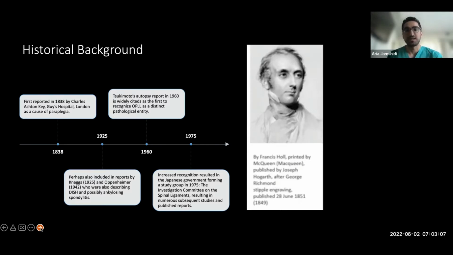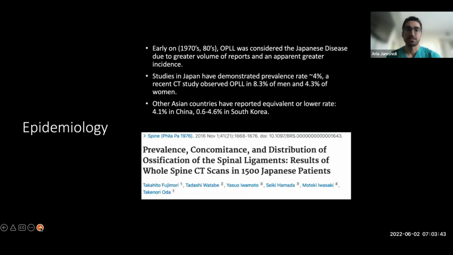Some surgeons and anatomists in the mid 1900s had included reports possibly discussing OPLL, but they may have also been describing DISH or ankylosing spondylitis, which is something they were confusing OPLL with at the time. And then finally, in 1975, the Japanese government formed a study group in response to this autopsy report, noticing increased incidence of this disease in their patients in Japan. They launched what they called an investigation committee on the spinal ligaments, and this subsequently led to numerous studies and published reports.